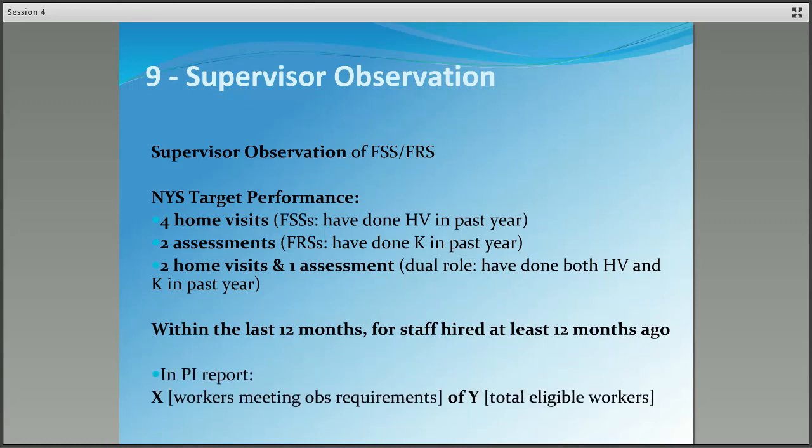This item will show up on the PI report as X of Y, where X is the number of workers with sufficient observations, and Y is the total number of eligible workers. If X and Y match, you meet the item. If there are some workers who do not have enough observations and they do not match, you do not meet the item.